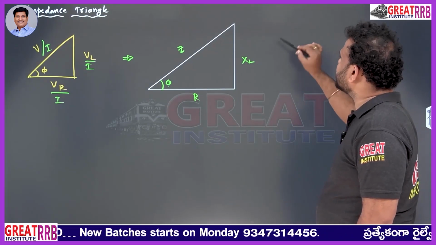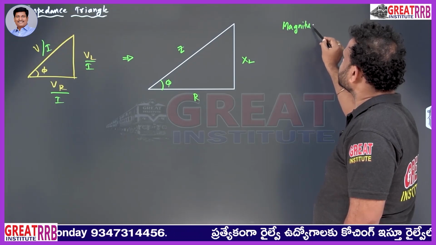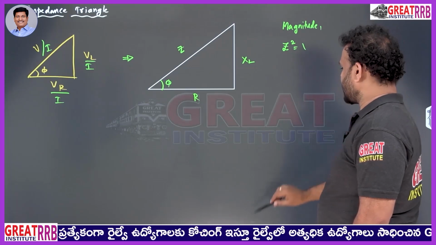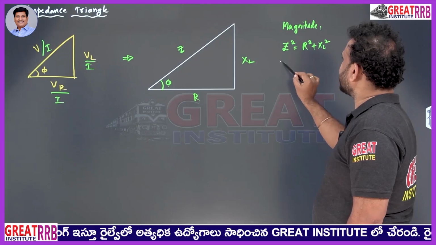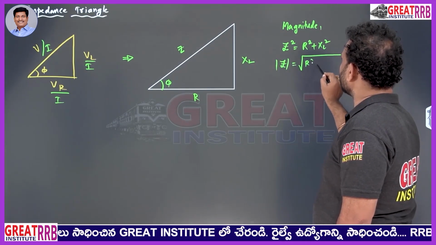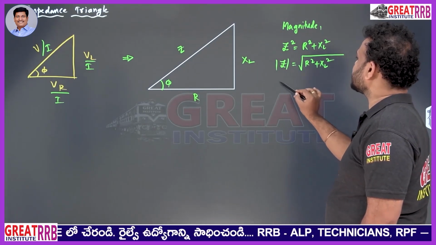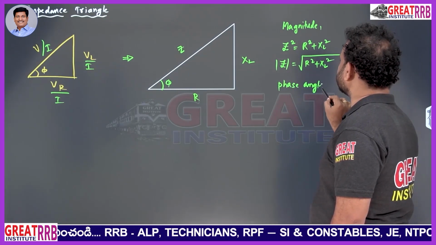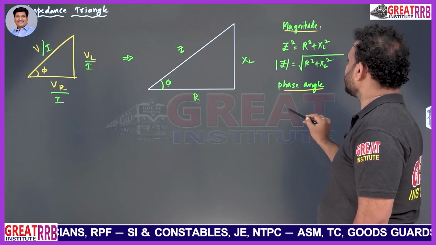Sir, what would be the relations? Of course, again we go with the things which we have done previously. First one is the magnitude. From Pythagoras, Z square is equal to R square plus XL square, where Z magnitude is equal to under root of R square plus XL square. That's it. Similarly, next point is the phase angle.